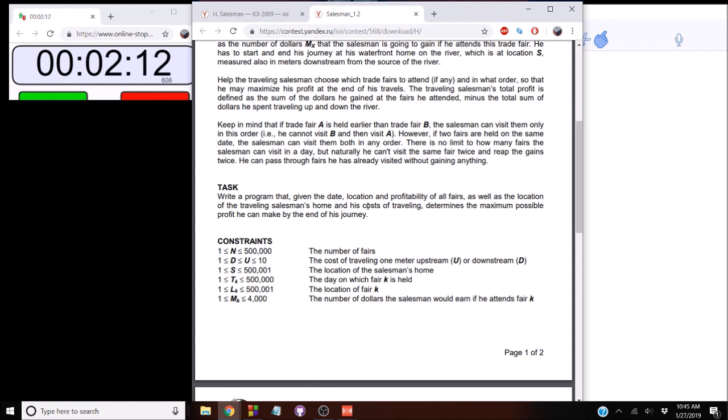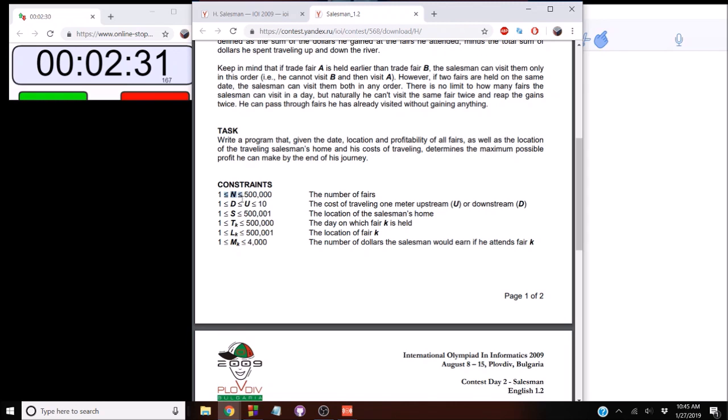Write a program that, given the date, location, and profitability of all the fairs, as well as the location of the traveling salesman's home and the cost of traveling, determines the maximum possible profit he can make by the end of his journey. Okay, so the cost of traveling upstream and downstream is less than 10, and that's a very small number, so that's interesting.